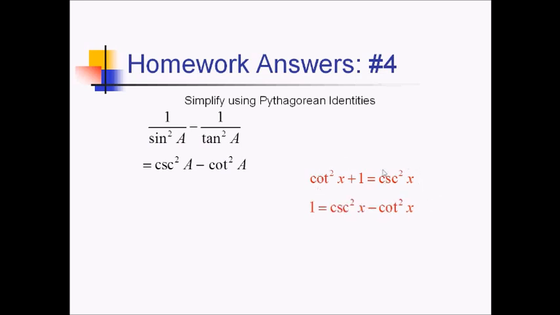And that would leave me with just 1 on the other side. So wherever I see cosecant squared minus cotan squared, I can just replace that with 1. Well, here it is. I'm just going to replace that with 1.